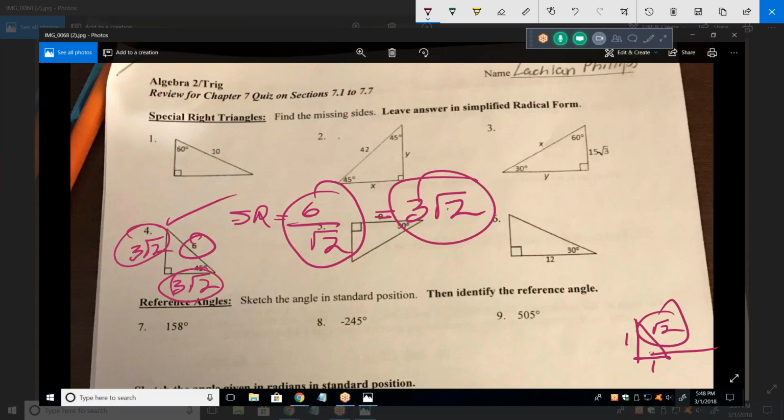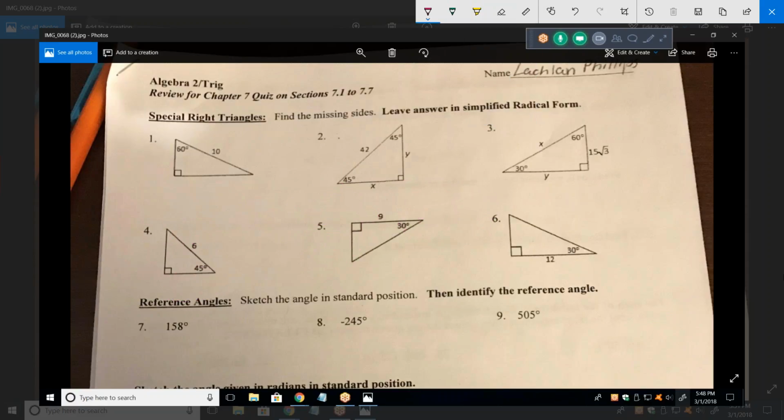So once you figure out one, you know the other. Okay? Go on, number 5. It's the similarity ratio. Always the first step. First step's always division. Second step's always multiplication.